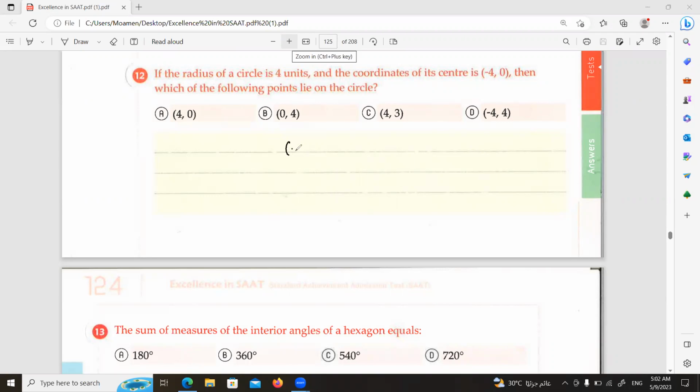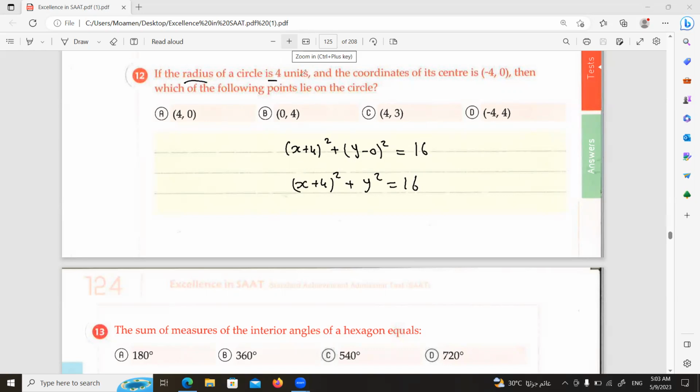You will use the equation of the circle. So (x minus h), and here the center is -4, so (x plus 4) to the power 2, plus (y minus k), so (y minus 0) to the power 2, equals the radius 4 squared, so it's equal to 16. This is the equation of the circle. We can write it in another form: (x plus 4) to the power 2 plus y to the power 2 equals 16.